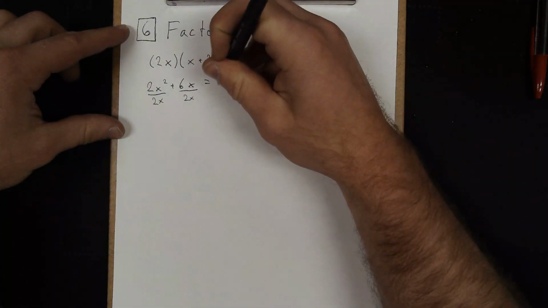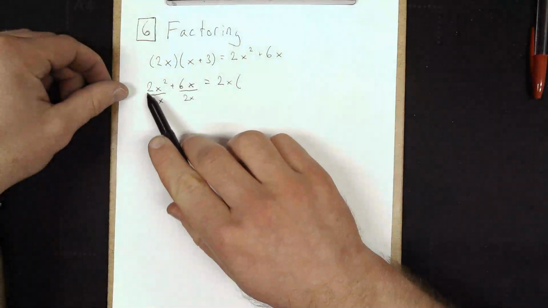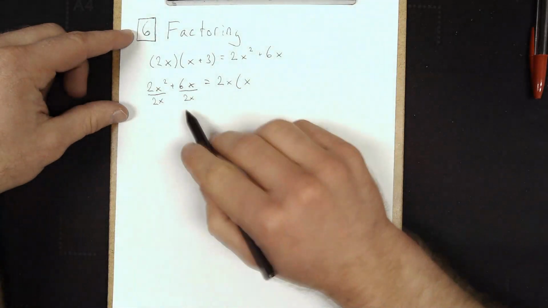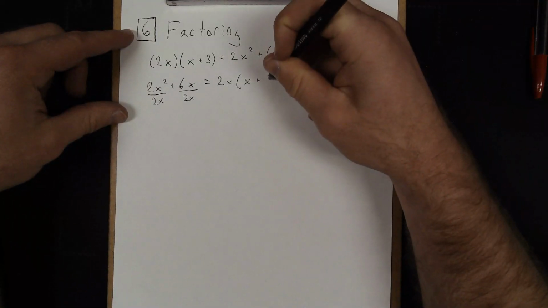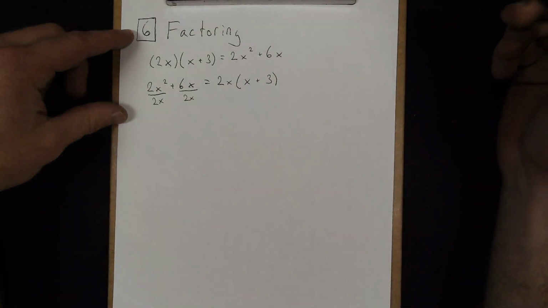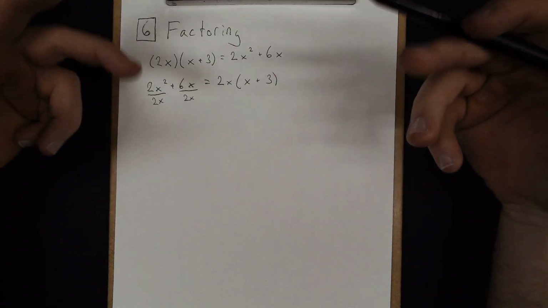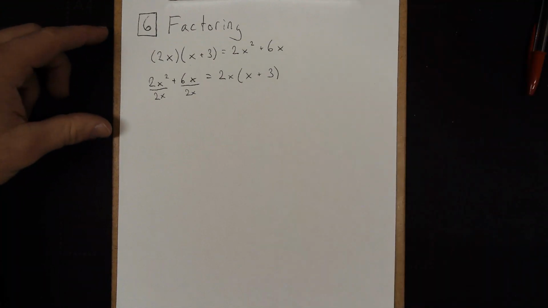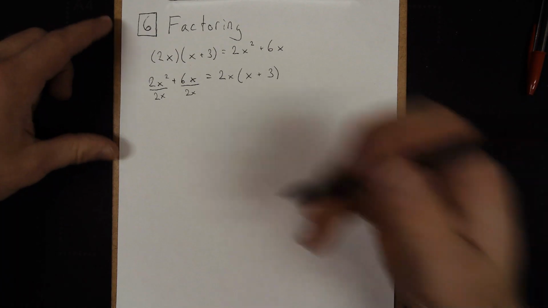Over here we write our 2x, and when I divide 2x squared by 2x, I'm left with x, and 6x divided by 2x, I'm left with 3. And we're back to whatever we had right here. So we're learning the same exact process but in reverse. Let's go over example 6.1.